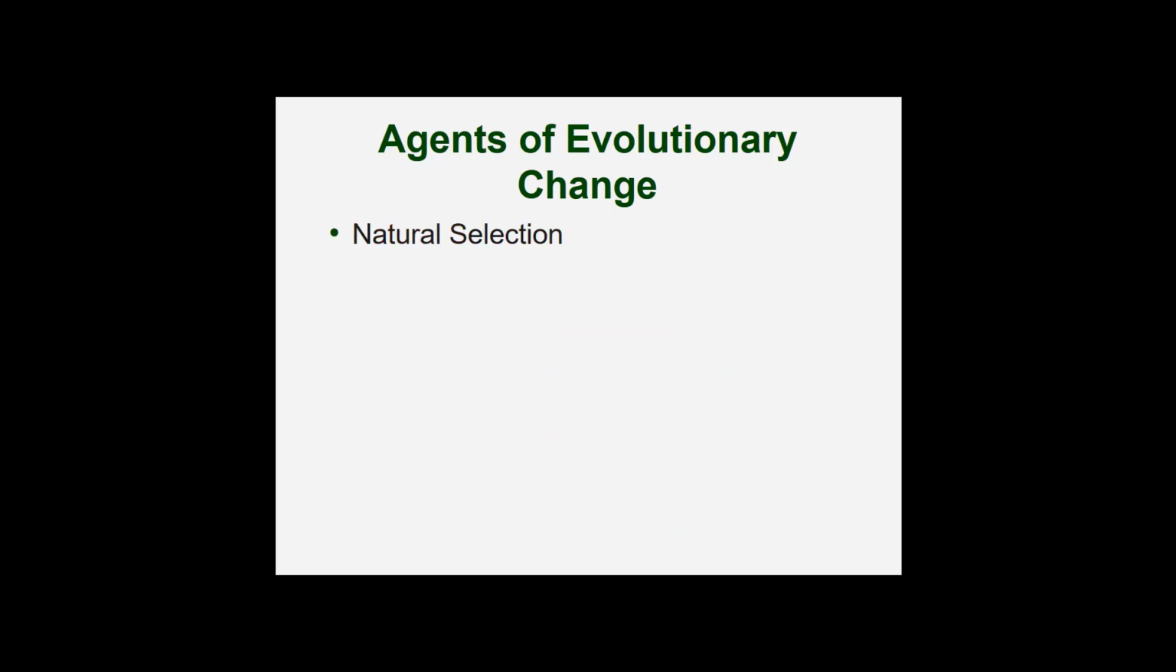The most powerful agent of evolutionary change is natural selection. So this is where the environment decides which individuals will survive. So whether they can, again, we're talking about the ability to find food, the ability to avoid disease, the ability to find sites to raise your young or to avoid the elements and the like.